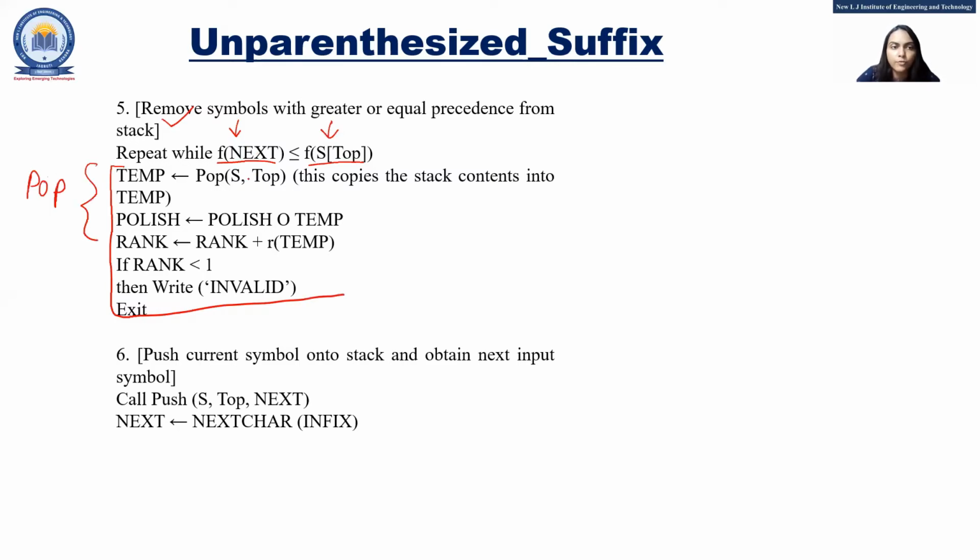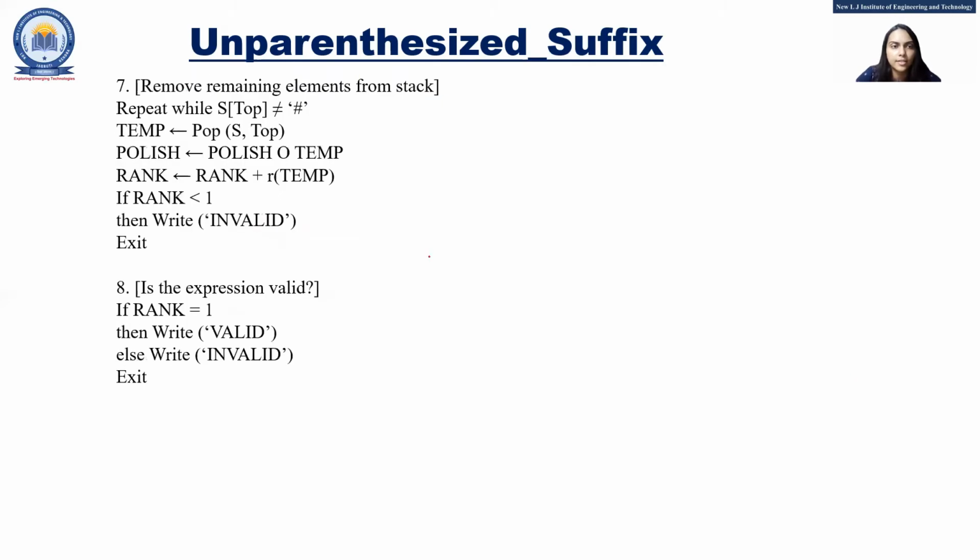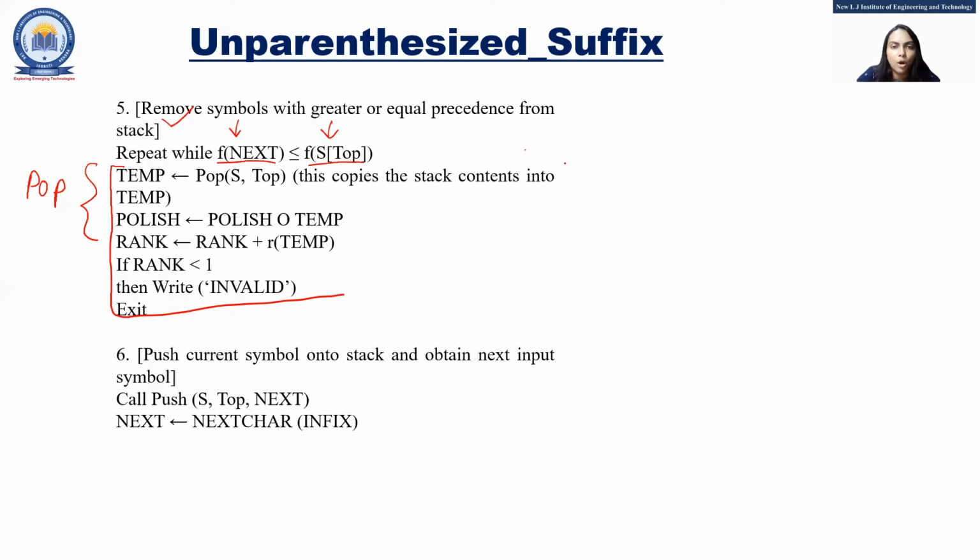So what is f of next, students? F of next means this one. This is A, right? So the next character is A and currently top is hash. So if you can see here, f of hash is 0, and f of A is 3. So is 3 less than 0? No, 3 is not less than 0. That means nothing is popped. We are not popping anything.